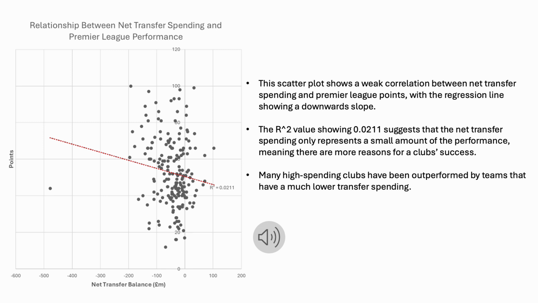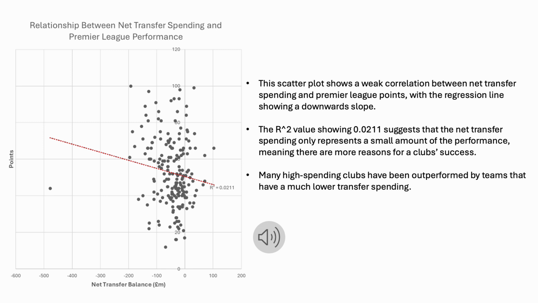This is also supported by the regression line being slightly downwards, representing the weak relationship between both variables. This again means that other factors have a greater influence on performance. Overall, clubs with much lower spending have achieved more points than ones with higher transfer budgets in general. This could indicate that instead of focusing financially, the clubs could achieve better results by improving their management style or their resources.